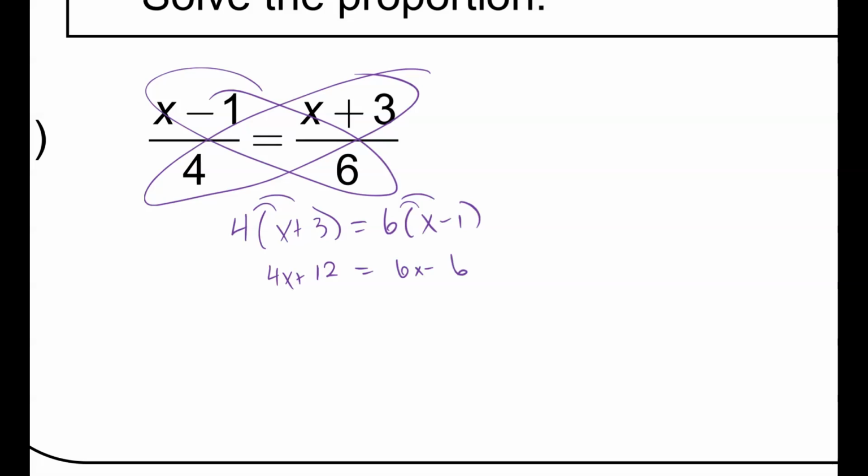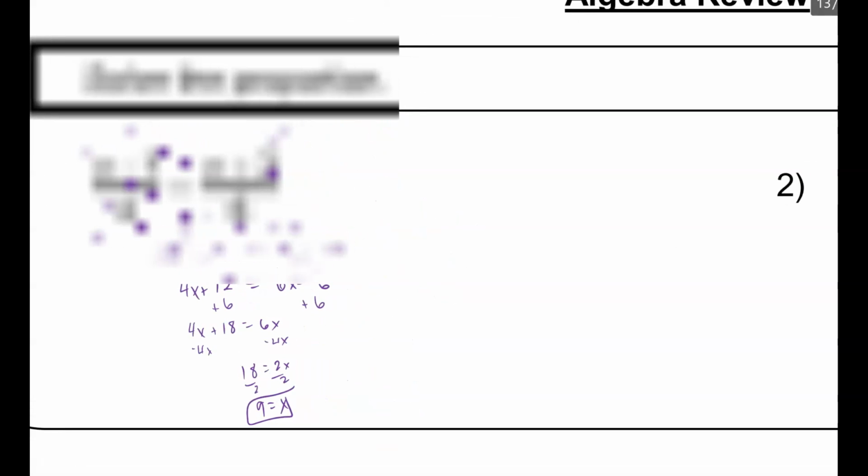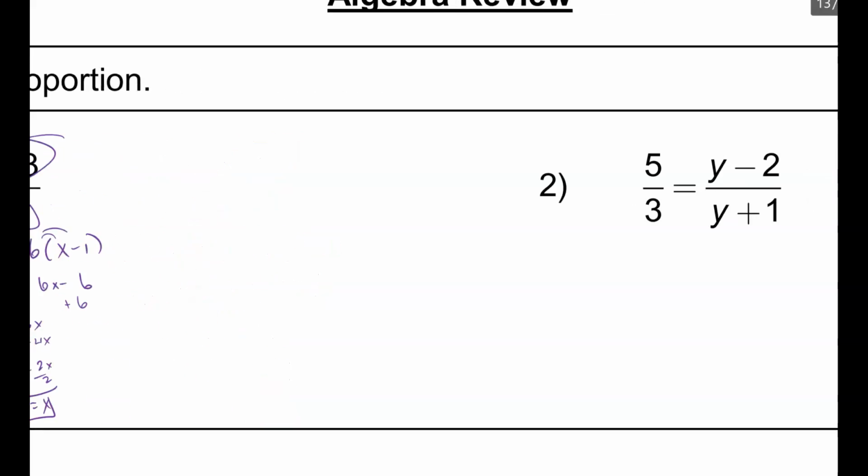Now I need to combine like terms. I'm going to move everything with just a number to one side and everything with an x to the other side. Divide by 2, and we get 9 equals x. Awesome. Perfect.